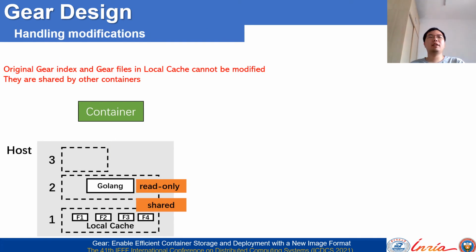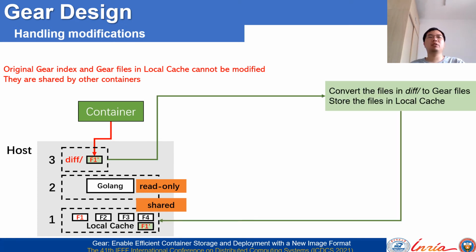Original GEAR index and GEAR files in local cache can't be modified, because they are shared by other containers. Accordingly, we create a directory named diff for a container to hold the modifications. When we need to modify file f1 in a GEAR image, we create a file f1 in diff. The modifications of f1 are carried out on this file.